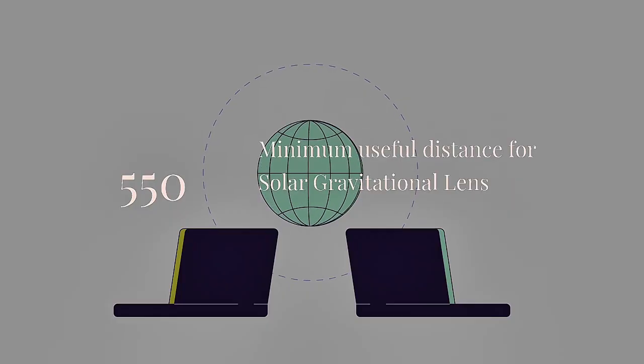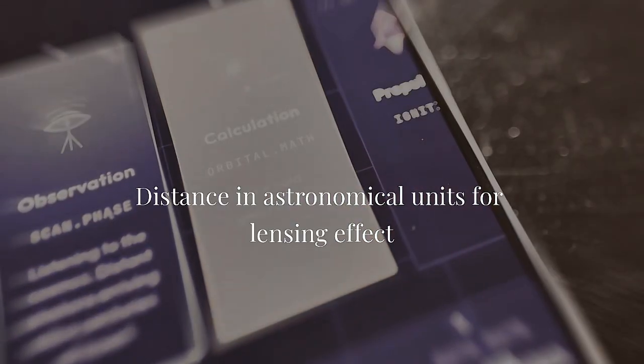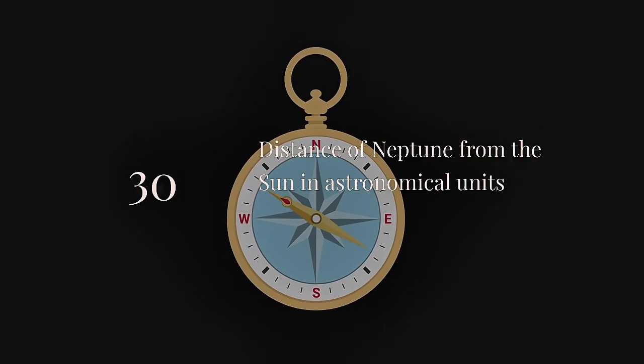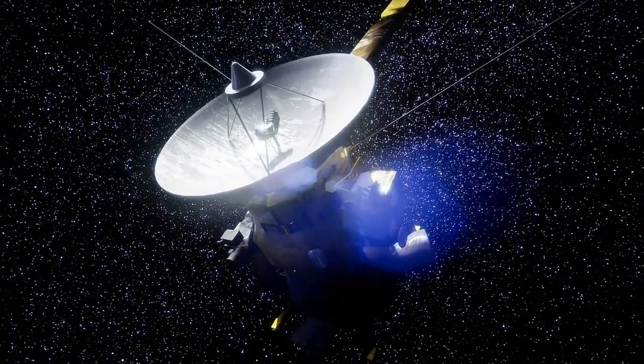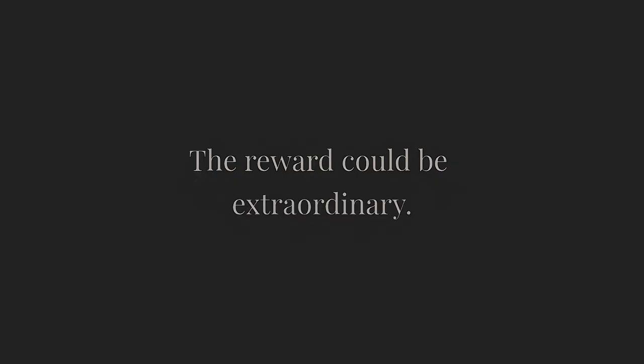The minimum useful distance begins at roughly 550 times the distance between Earth and the sun. That's 550 astronomical units. For comparison, Neptune is only about 30 astronomical units from the sun. Voyager 1, launched in 1977, has spent decades traveling outward and is still nowhere near 550 AU. So getting there would be an enormous mission by itself. But if we could, the reward could be extraordinary.